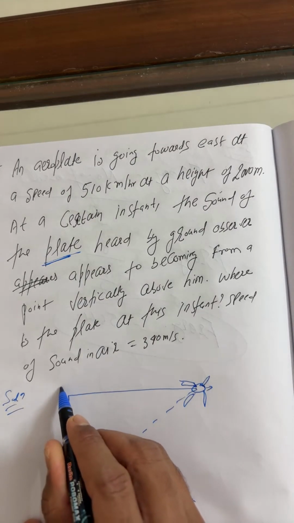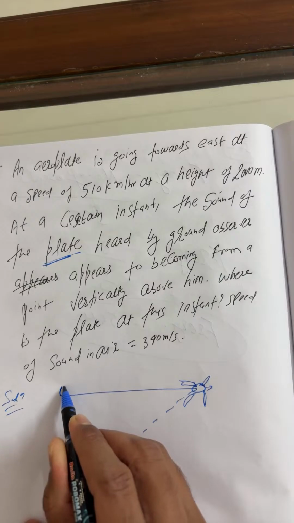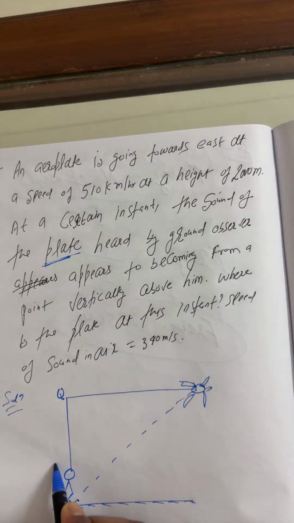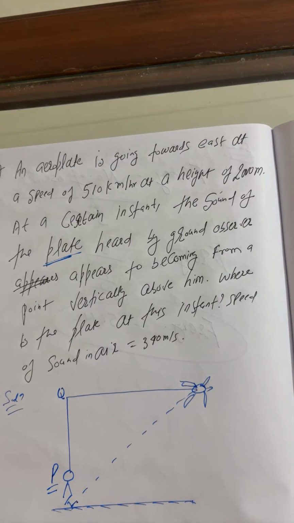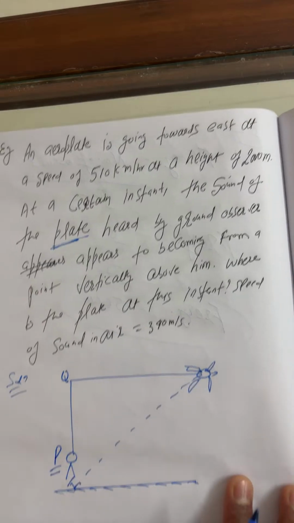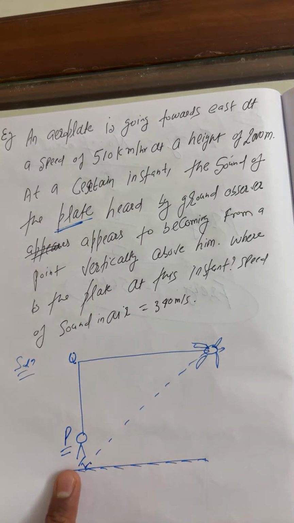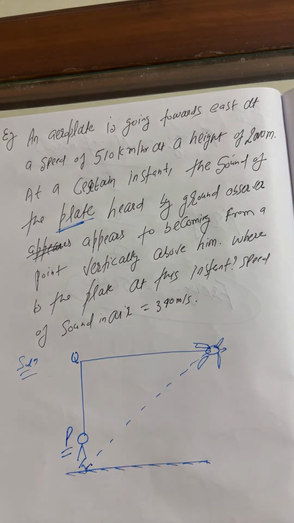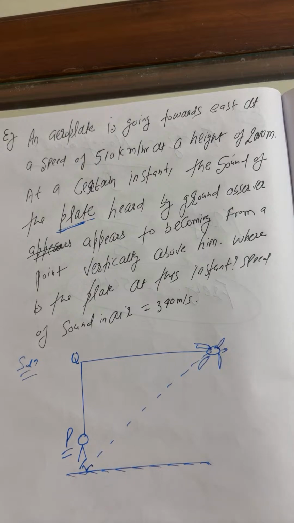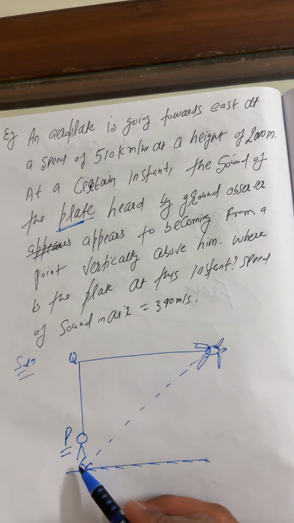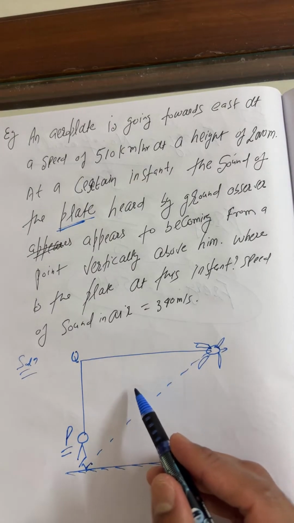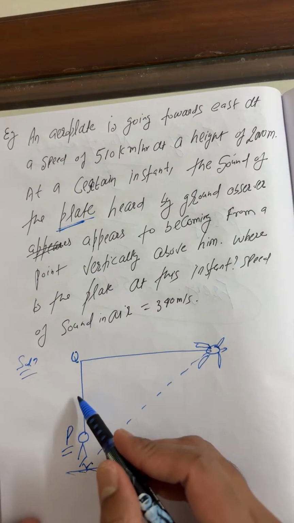Initially, this is the position of the plane. You can take that as Q. You can take here this P as the position of Sagar. P is the position of Sagar, my dear. Listen carefully, everyone. Let us see the assumption. At Q there is a plane. The sound reaching the ground observer P, as I have taken, was emitted by the plane when it was at point Q, vertically above his head.